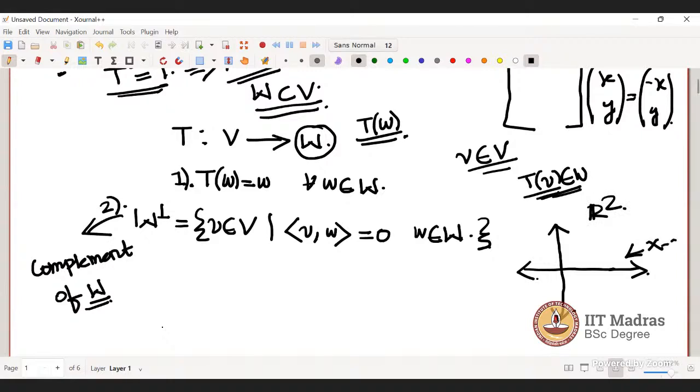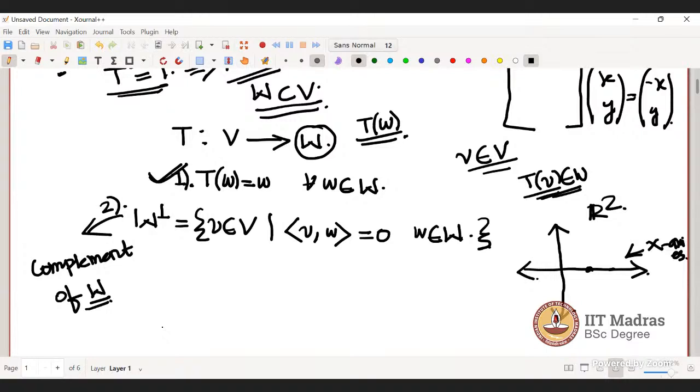on x-axis, right? So if there is a point on x-axis, then what will be the projection of that point? That will be on the x-axis. That will be the same point, right? So that is what I have written here. If W is a point in W, then the image will be the same element. And how can you give me an example for the second condition?